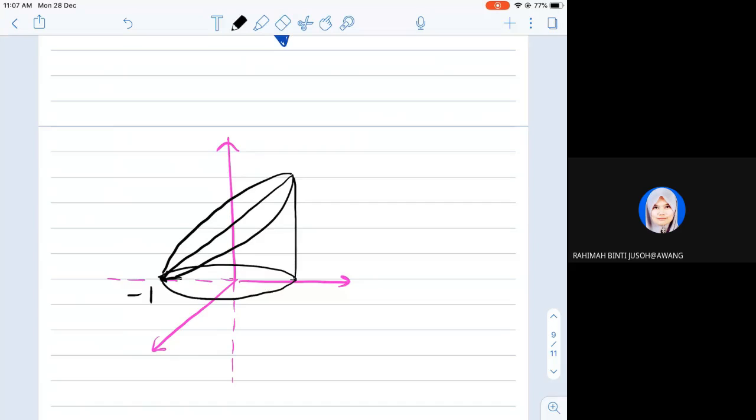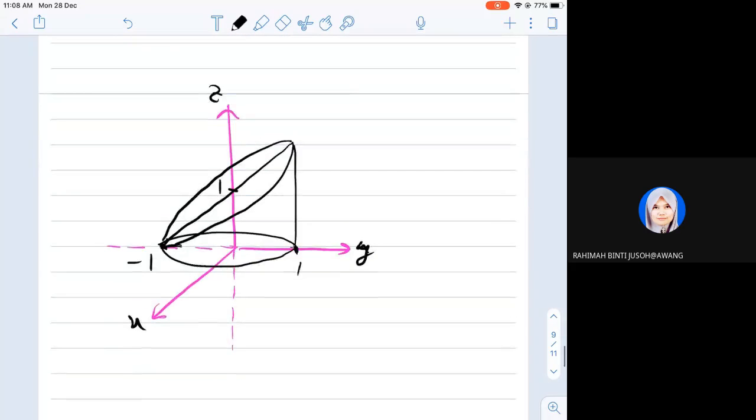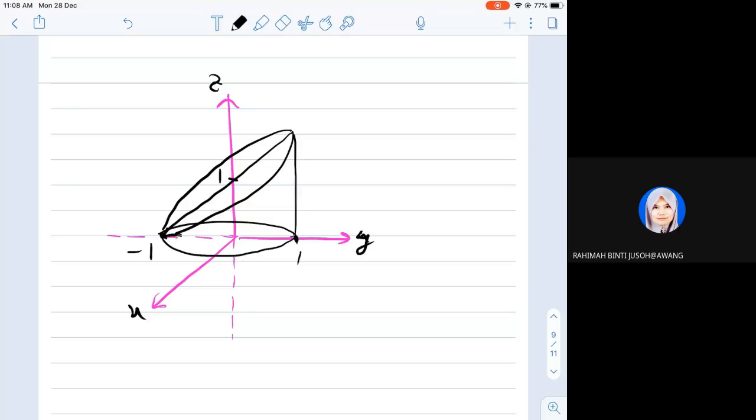Ni negative 1, ni 1. Here tadi 1 kat sini. Okay, so X and Y. Sorry, X and Y pula. X, Z, Y. Ni Y. X kat depan. From here to here. Understand? Boleh faham tak guys? Boleh, madam. Okay, good. Okay, so now this is your region G. Ni region G awak.